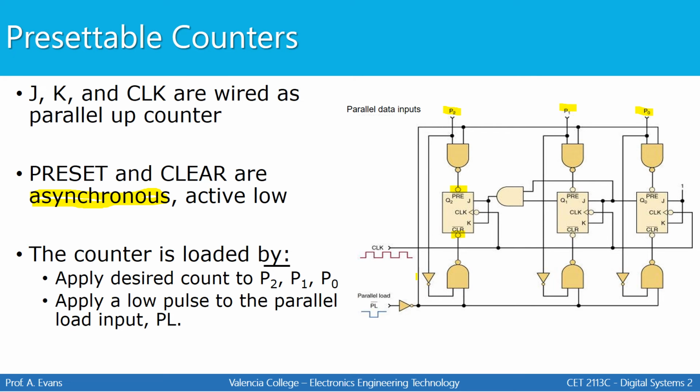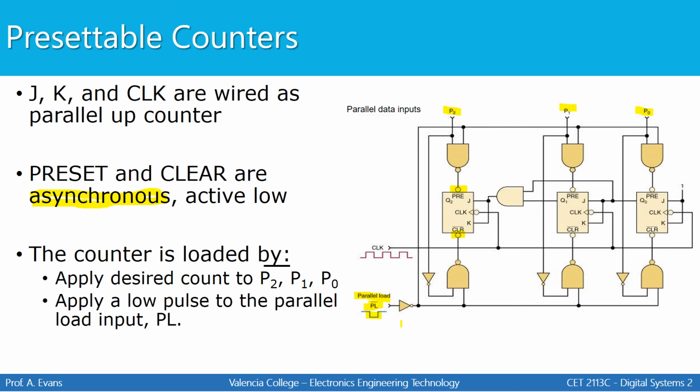And then when I want the number to physically be loaded in, I have to apply a low pulse to the parallel load input, which is labeled as PL, a low pulse. So the parallel load input is also an active low input. You can't load it unless you send a low signal. It's an active low input.